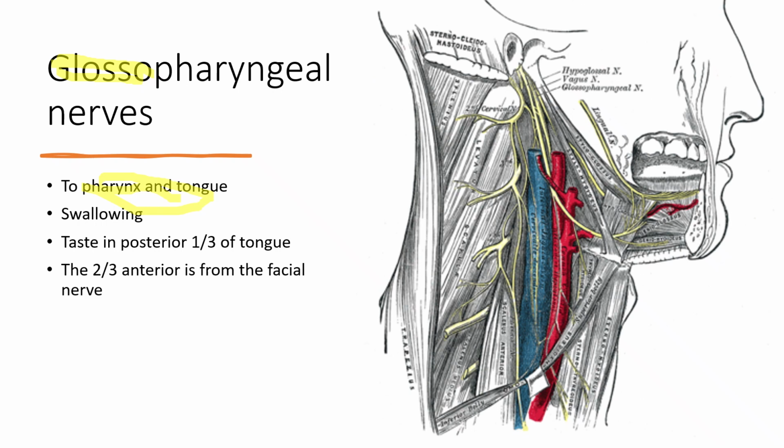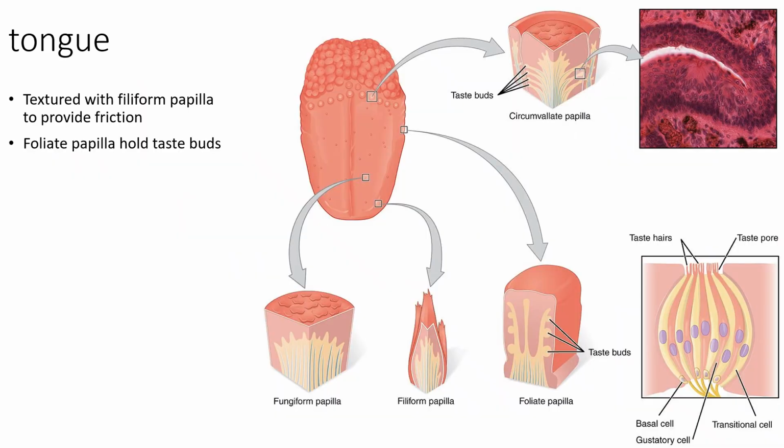It is involved in swallowing, and it gives you the sensation of taste in a third of the tongue, the posterior third of the tongue. Remember, 2/3 is the facial nerve. So I did want to talk about the tongue a little different than when I talked about the facial nerve, because what you have is the tongue, and you do have these ridges in there which actually give it the ability to grab stuff. They're called filiform papillae. And within there, besides the papillae, you also have areas that have receptors, the taste buds.